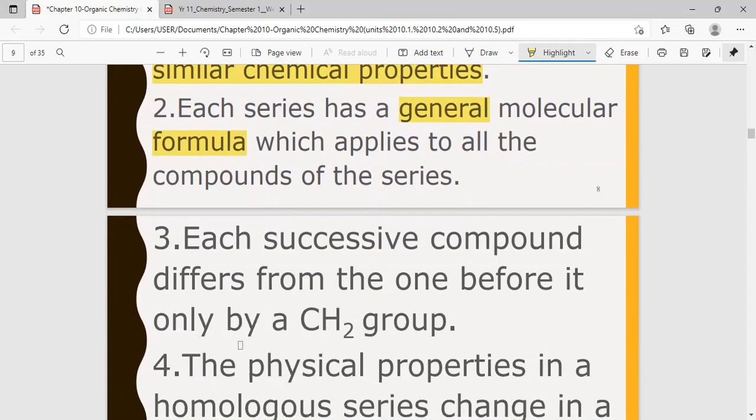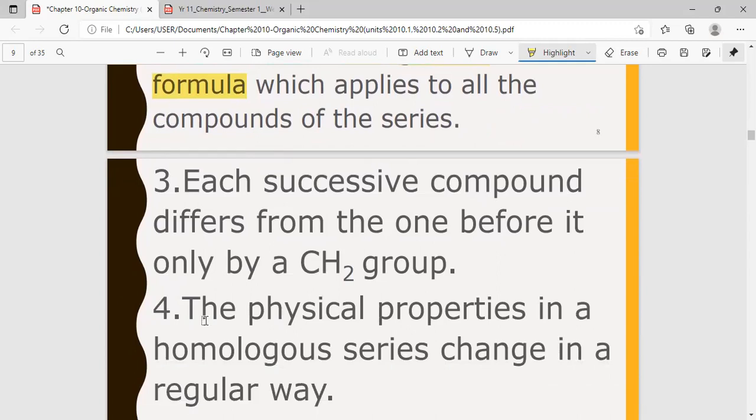Now, each successive compound will differ from the one before it by a CH2 group. Note that CH2 is not a compound, it's a group of atoms only. Let me show you. For example, if these are the molecular formulae: C2H6, C3H8. In a homologous series, the neighboring molecule differs by 1 carbon atom and 2 hydrogen atoms. The next one has 1 carbon atom plus 1 carbon, it becomes C2. The following one plus another carbon becomes C3. Hydrogen: 4 plus 2 is 6, 6 plus 2 is 8. So this is also a characteristic of the homologous series.